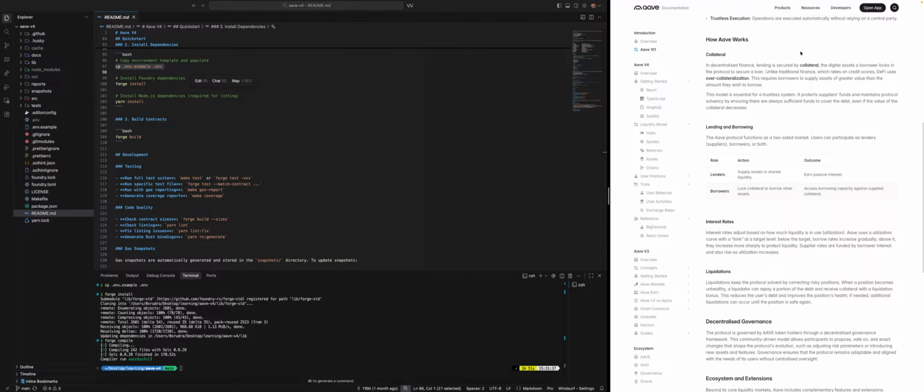Yeah. So how does collateral work? In decentralized finance, lending is secured by collateral: the digital assets a borrower locks in the protocol to secure a loan. Unlike traditional finance, which relies on credit scores, DeFi uses over-collateralization, which basically means that you need to deposit more in order to get some amount of money out. Like if you deposit $100, maybe the loan to value would be $80.